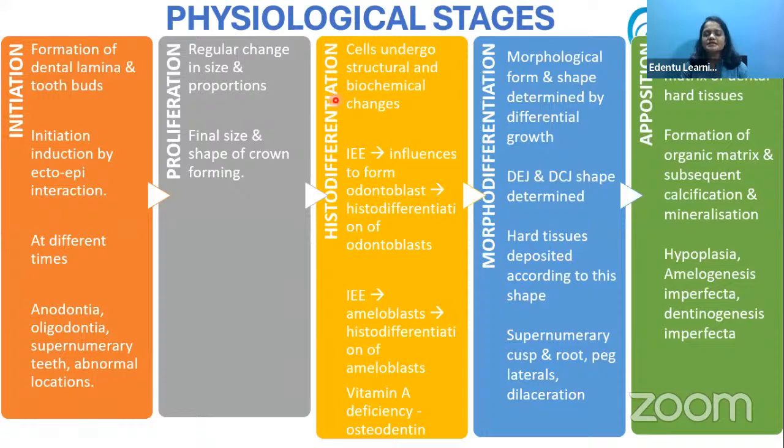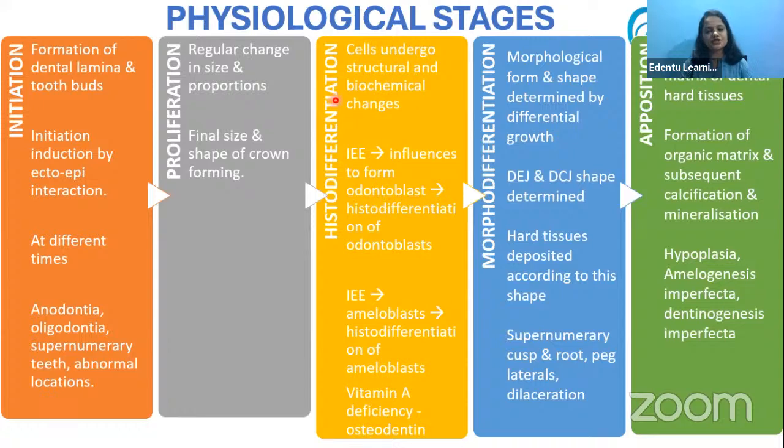Then next is proliferation. In proliferation, the cells will undergo regular change in their size and proportions, and in the proliferation stage we'll be able to see the final size and shape of the crown. If it's a molar, it will have 4 or 5 cusps, and if it's an incisor, the shape of the crown will be seen in this proliferation stage.